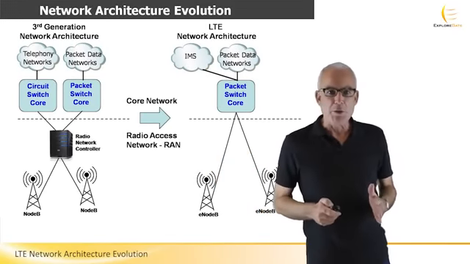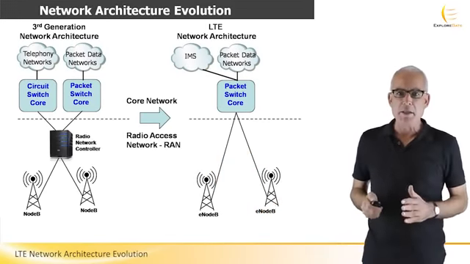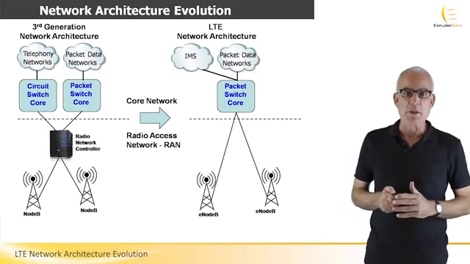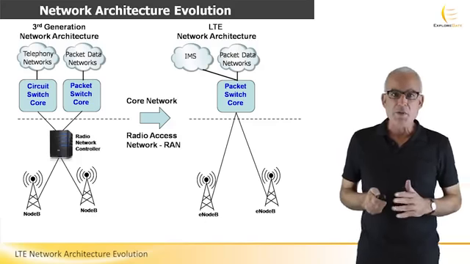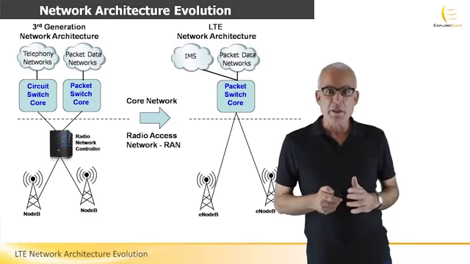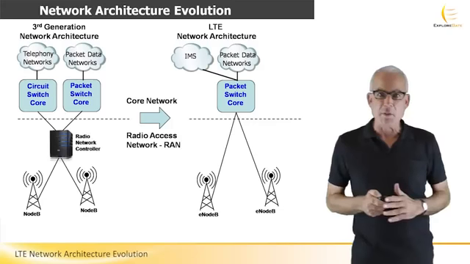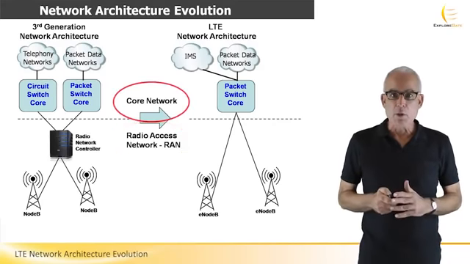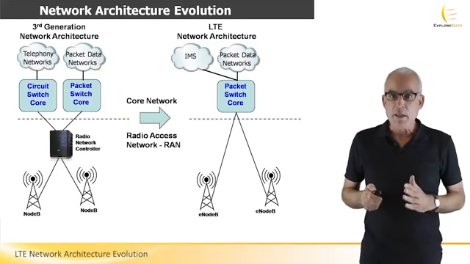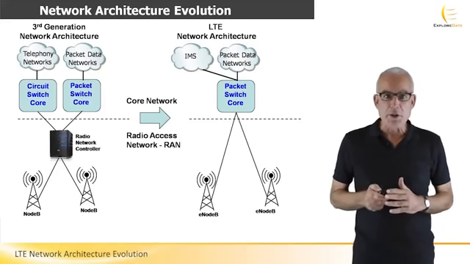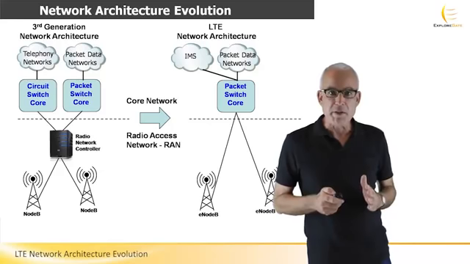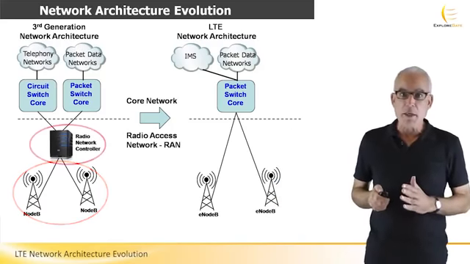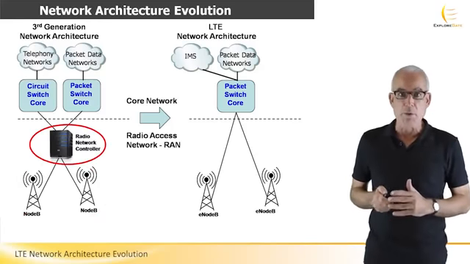It may be beneficial to start this discussion by looking at the differences between 3G network architecture and LTE network architecture. As with all cellular networks, 3G architecture is based on two subsystems, the radio access network, called RAN, and the core network, called CN. The radio access network in 3G is comprised of base stations called node Bs and radio network controllers called RNCs, which control the node Bs.